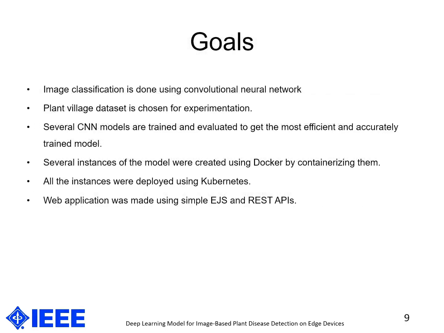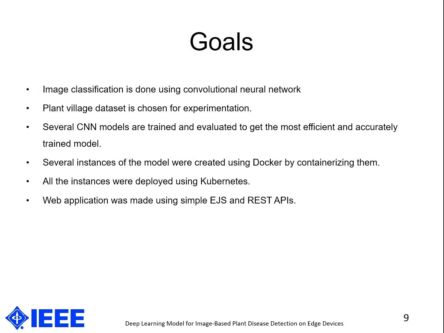The image classification is done using convolutional neural networks. For this purpose, the PlantVillage dataset has been chosen, which is being used by most of the papers that we referred to in our literature survey. Also, this PlantVillage dataset has a very large number of different species of plants with different kinds of diseases. So we thought this is the best thing that we could use. Several CNN models are trained and evaluated to get the most efficient and accurately trained model.